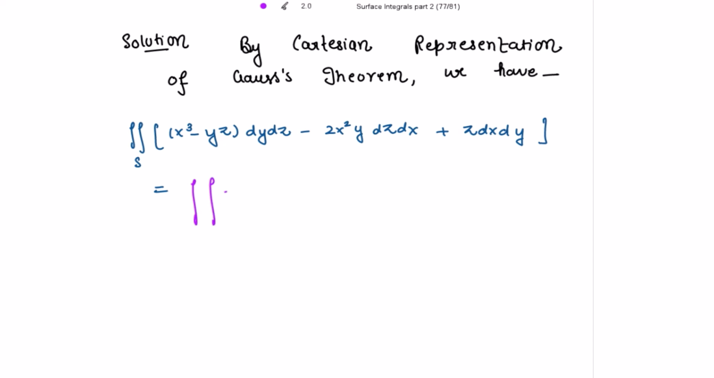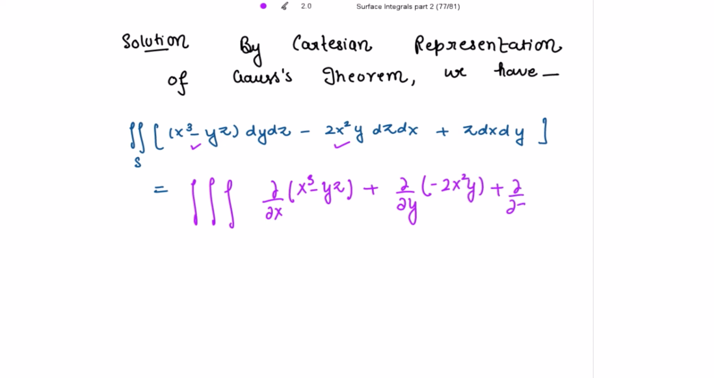the volume integral of the partial derivative of the first component with respect to x, that is x cube minus yz, plus the partial derivative with respect to y of the second component, minus 2x²y, plus the partial derivative with respect to z of the third component, that is z. That's it. And here we write dx, dy, dz.